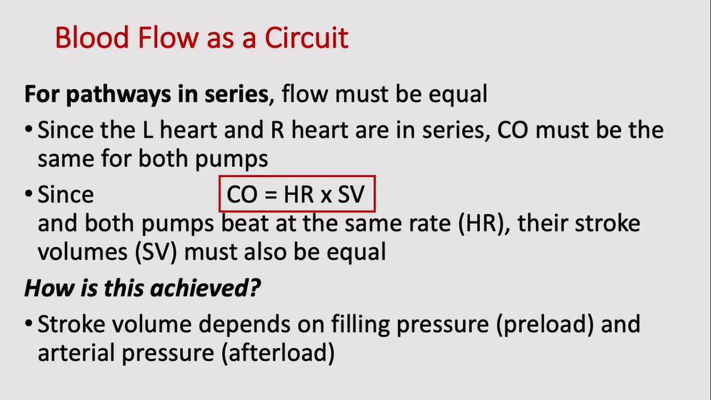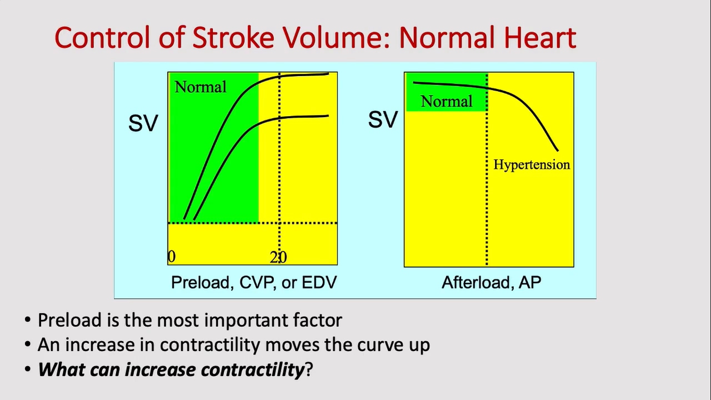Cardiac output is equal to heart rate times the stroke volume, and since the left heart and the right heart are in series, cardiac output must be the same for both pumps, which we essentially regulate by messing with the stroke volume. The heart rate is constant for the left and right side. So again, stroke volume depends on filling pressures, or the preload, and the arterial pressure, that afterload I was talking about. So let's talk a little bit about preload and afterload.